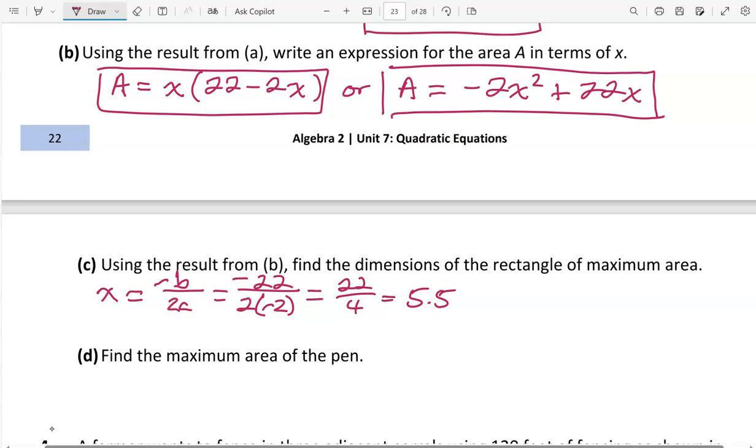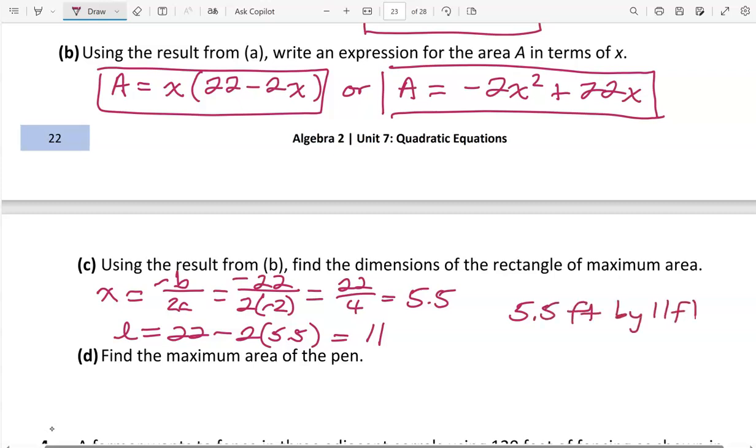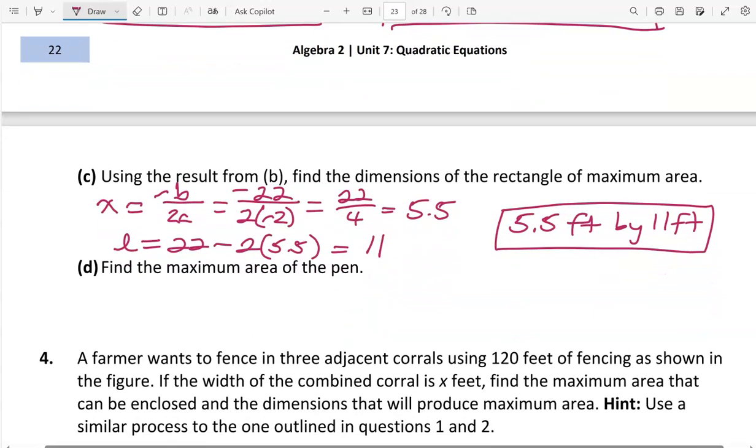Now let's remember that our length is equal to 22 minus 2 times x, so 22 minus 2 times 5.5, that's 22 minus 11, which is 11. So our dimensions are 5.5 feet by 11 feet. Dimensions refers to the length and the width. Now we're finding the maximum area of the pen, which would be the product of the length and the width, 5.5 times 11, which will equal 60.5 square feet.